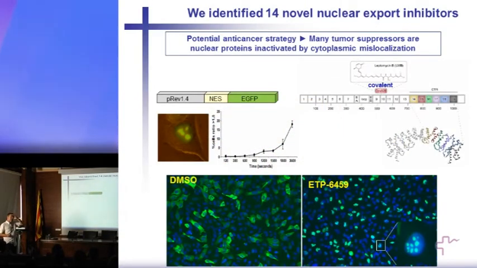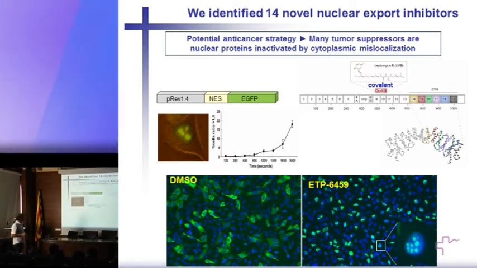So with a different reporter protein, we were able to identify also novel nuclear export inhibitors. So this is actually an attractive anti-cancer strategy, because many tumor suppressors, not only Foxo, are nuclear proteins which are inactivated by mislocalization in the cytoplasm. So the blocking of their export would be a potential anti-cancer strategy.